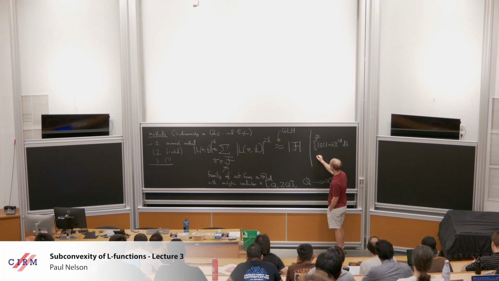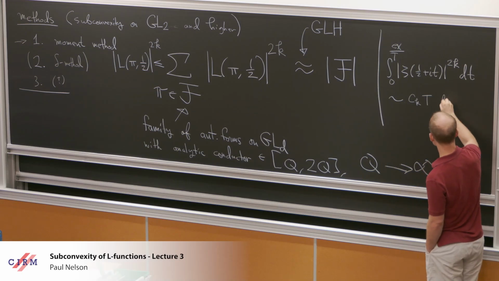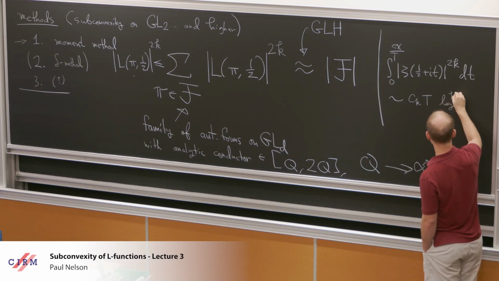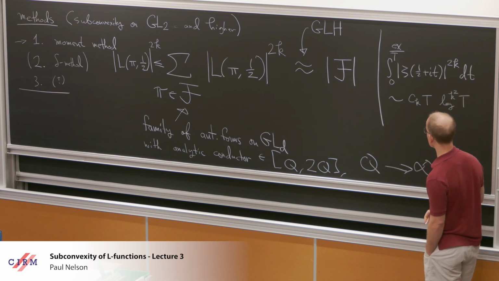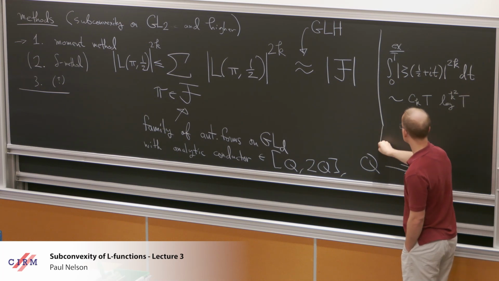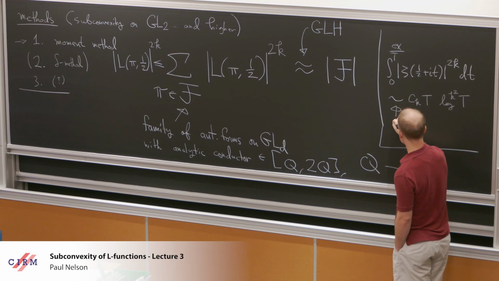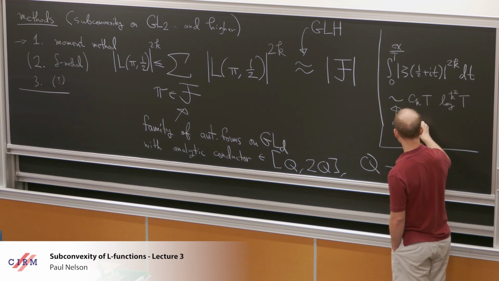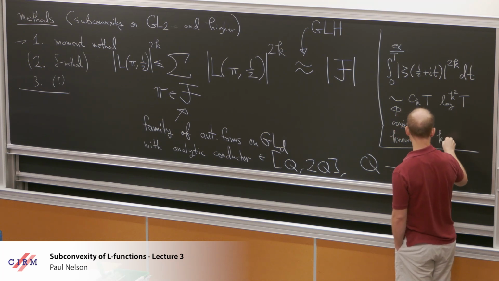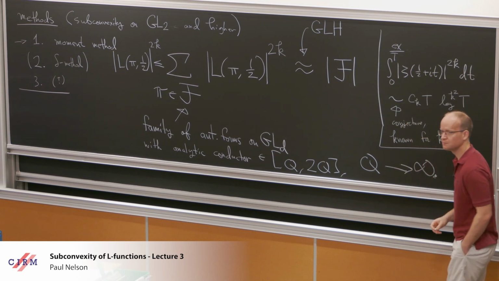So this is at least conjectured to behave like some constant depending upon k times roughly t. And then there's an additional logarithmic factor that for our purposes won't matter so much. So this is a conjecture that's known for k equals 1 and 2.